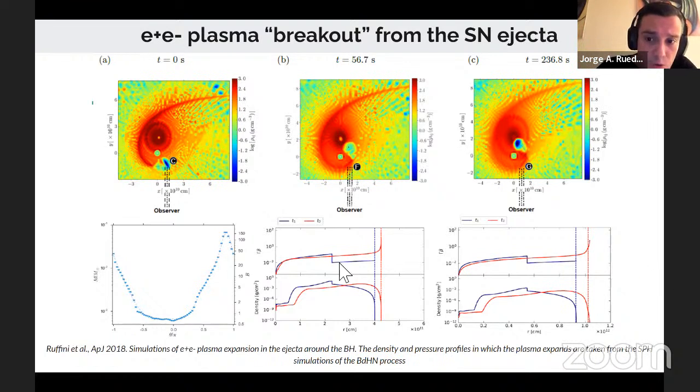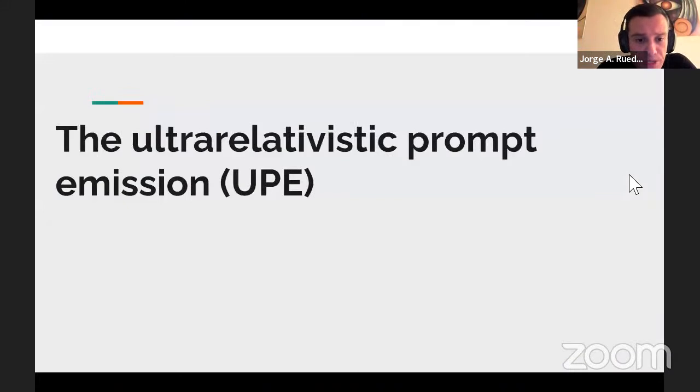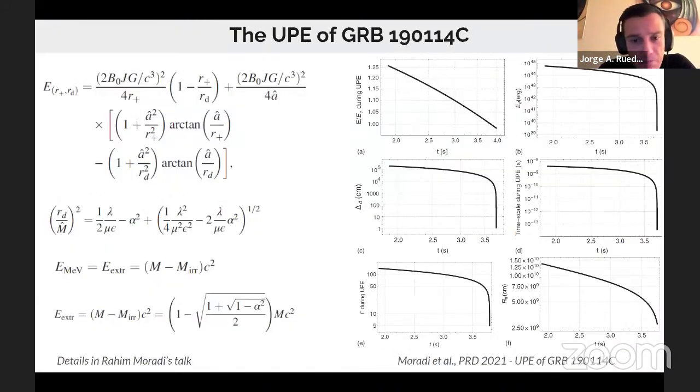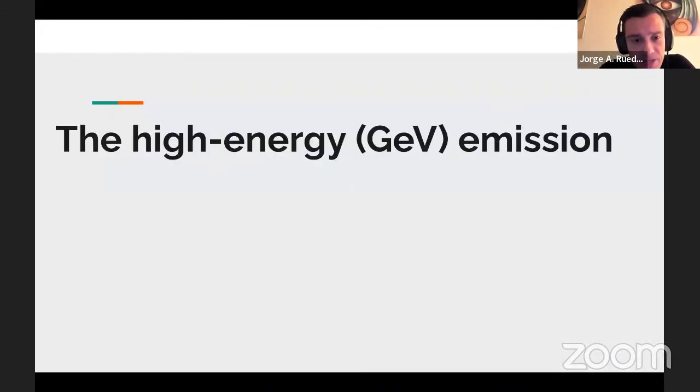You see here the hole I was mentioning, this cavity. Along this part you have the low density, but you also have high density on the borders. And there you can see the breakout of this electron-positron plasma. The transparency along these regions can be observed as X-ray or gamma ray flares. This I jump, because this was Rahim yesterday.